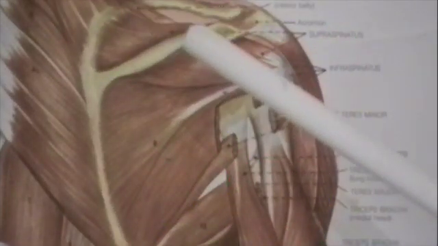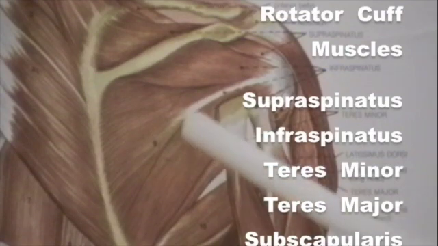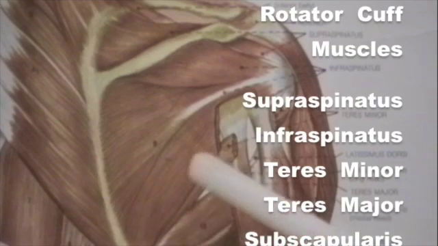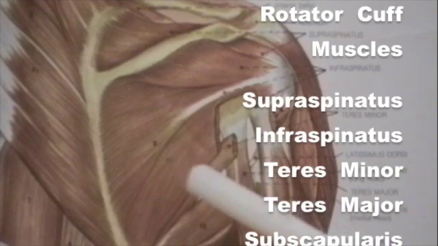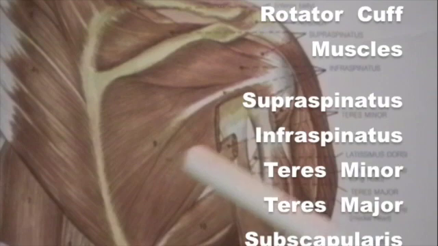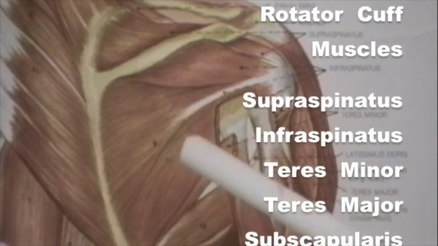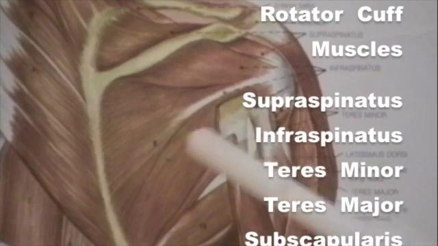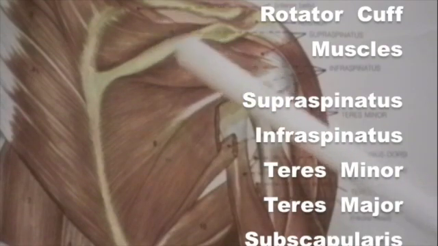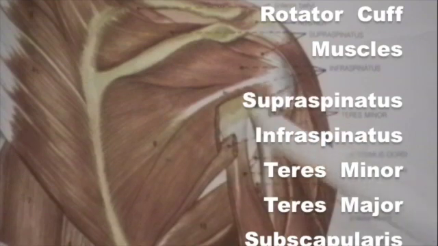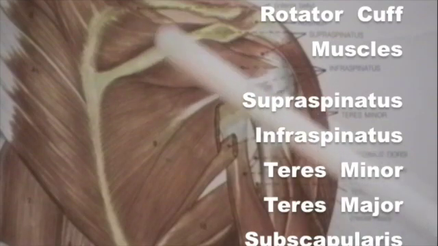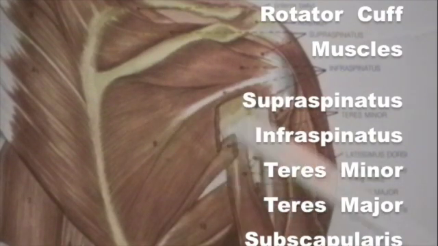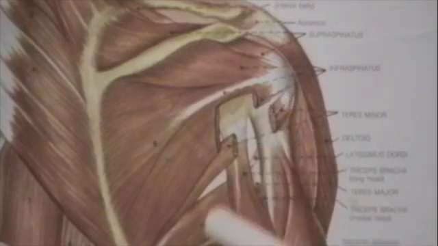Supraspinatus, infraspinatus, teres minor, teres major, and underneath the scapula is subscapularis, and subscapularis is the major medial rotator at the glenohumeral joint. Rotator cuff muscles for some people: supraspinatus, infraspinatus, teres minor and subscapularis. For others: supraspinatus, infraspinatus, teres minor and teres major and subscapularis.